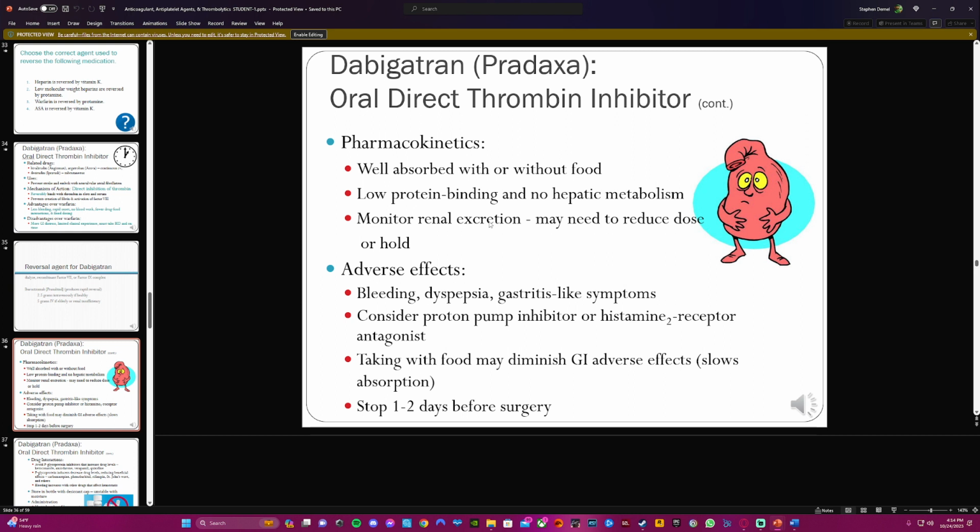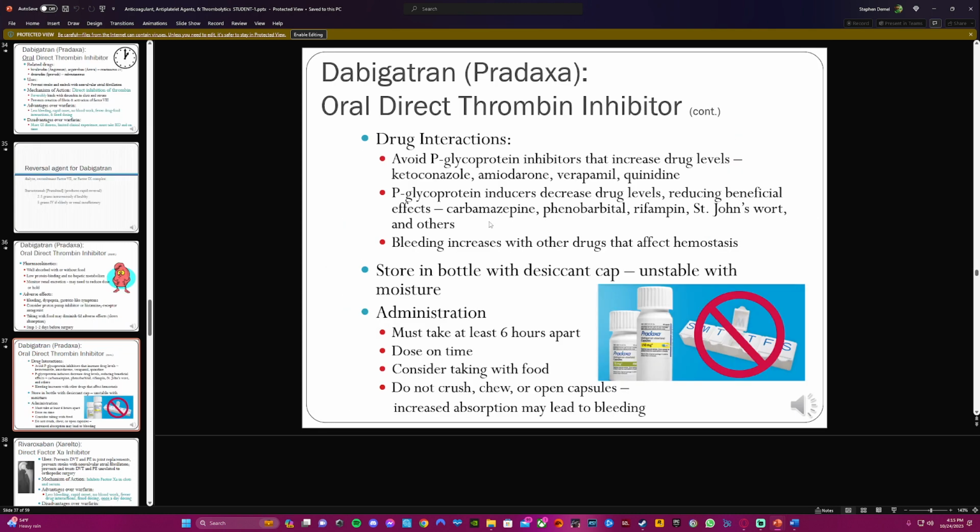Adverse effects are going to be bleeding, dyspepsia, gastric-like symptoms. Consider proton pump inhibitor or histamine 2 receptor antagonists. Taking with food may diminish GI adverse effects, but it also slows the absorption. Stop 1 to 2 days before surgery.